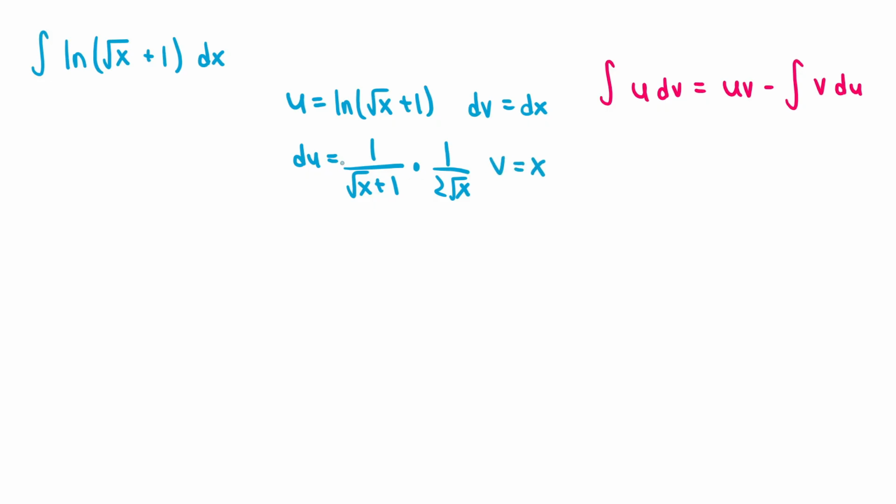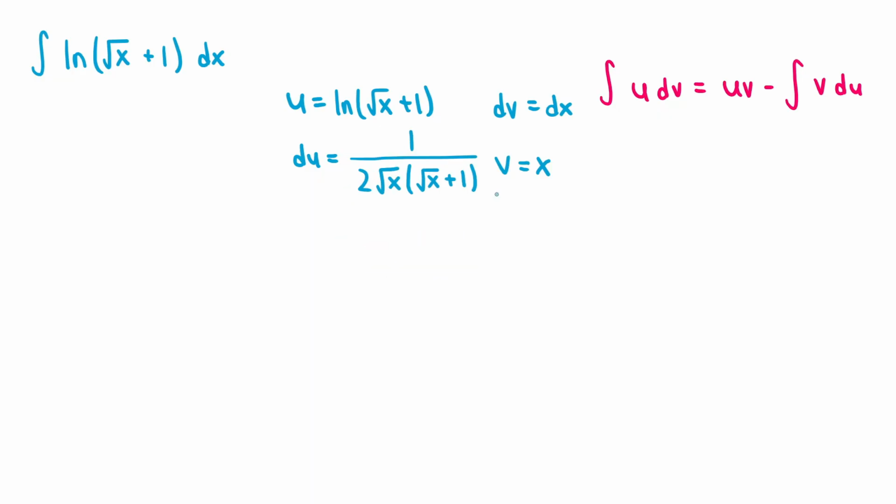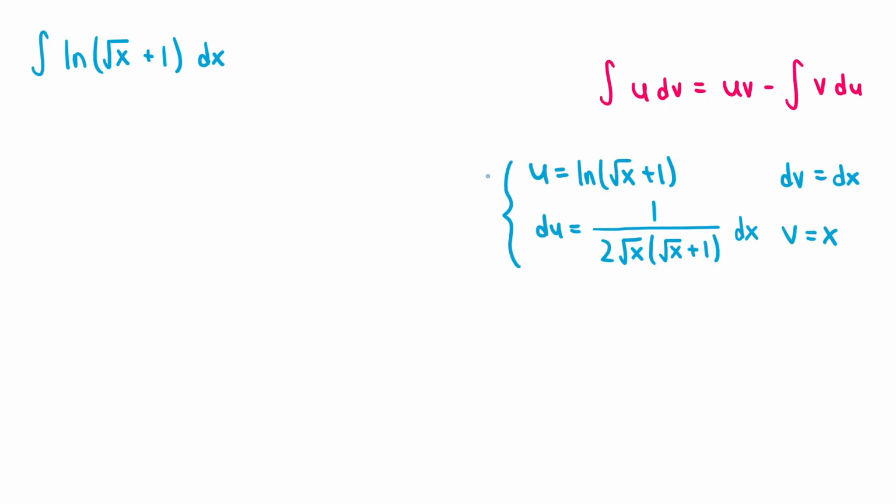And we can simplify the du expression a little and just say that this equals 1 over 2 square root of x times parentheses square root of x plus 1. Actually, let me just delete that first expression for du. Okay, that's better. I also forgot to add the dx at the end. So actually, du equals 1 over 2 square root of x times parentheses square root of x plus 1 dx.